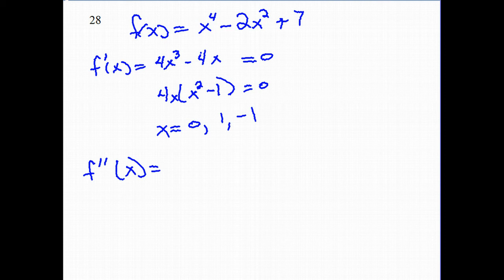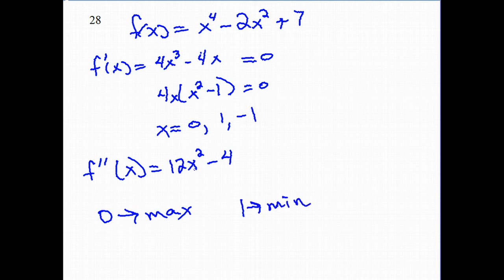So what is our second derivative? That's going to be 12x squared minus 4. So if we put in 0, we get a negative, because 0 minus 4 is negative 4. So if that's negative, it's concave down, meaning 0 is a max. So f of 0 is a relative max. We put in a 1, we get a positive. So that means we're concave up. So at x equals 1, we are a relative min.